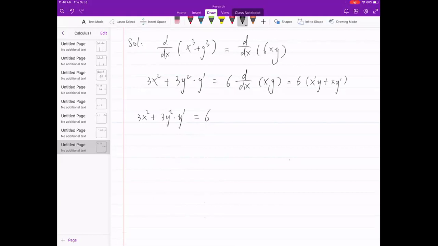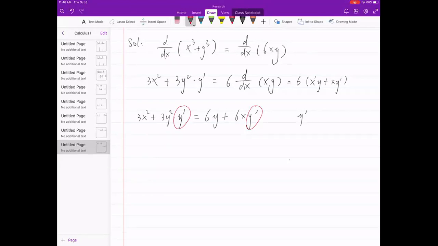Well, x prime is just 1. xy prime, just keep it that way. Sounds good? Your job is to try to solve for y prime. It's here and here. How do you solve it?